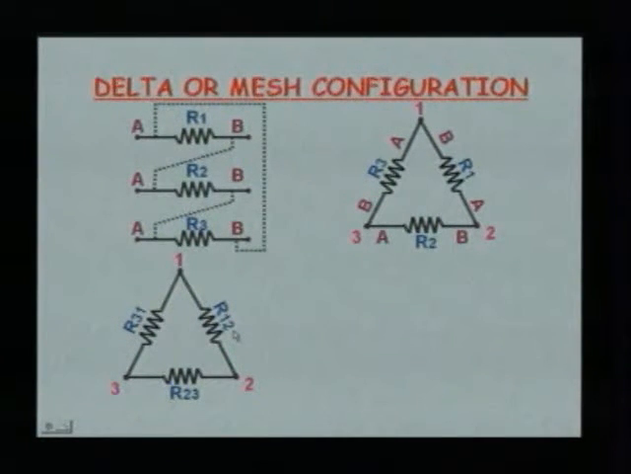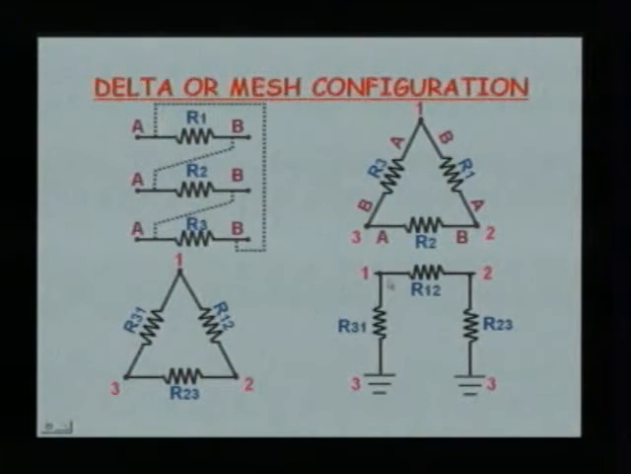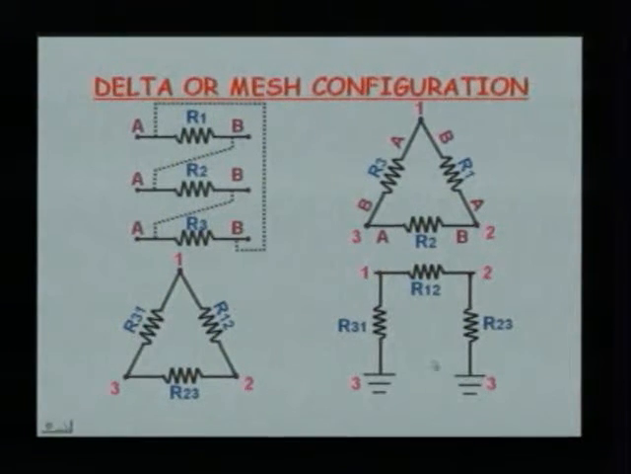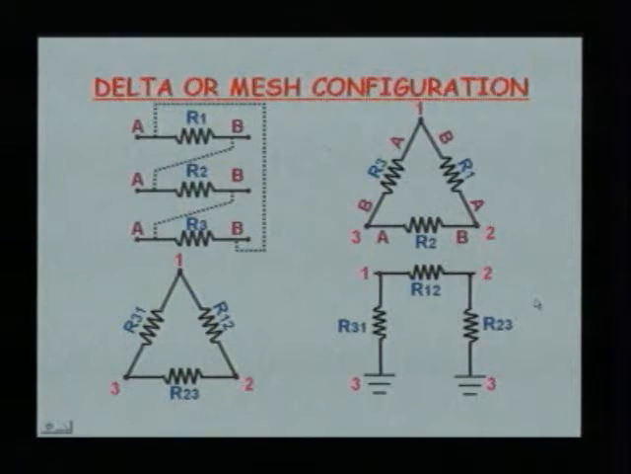If you observe, the resistance has been renamed as R12, indicating that this resistance is connected between the terminals 1 and 2. Likewise, the others R23 and R31. This can once again be redrawn into this format, that is 1, 2 and 3 terminals. R12 means connected between 1 and 2, R23 connected between 2 and 3, R31 connected between 3 and 1. Likewise, we can check out the delta connection.